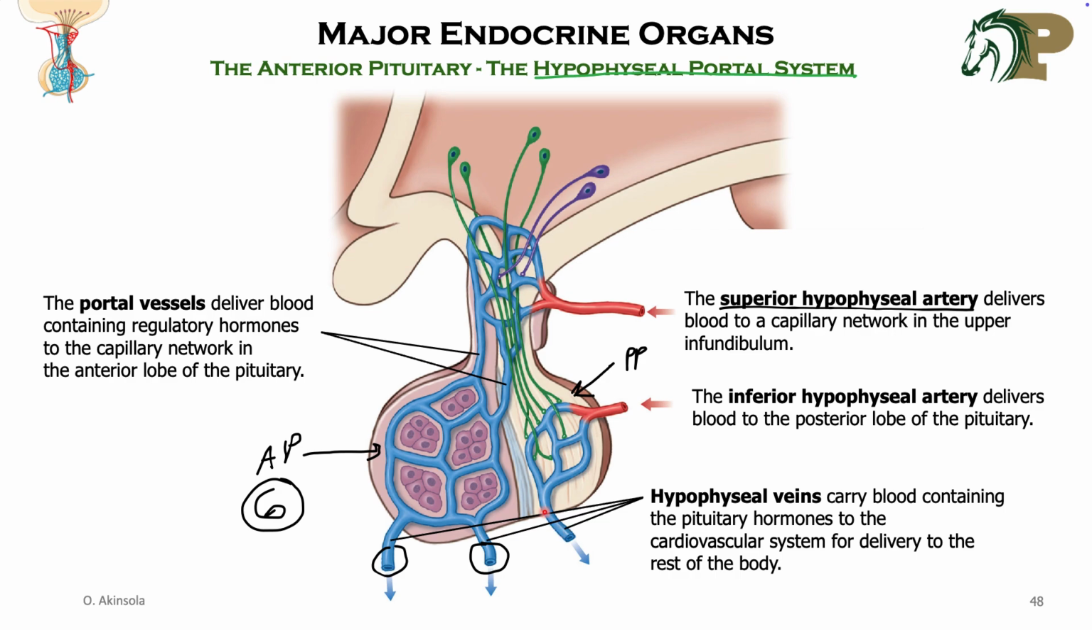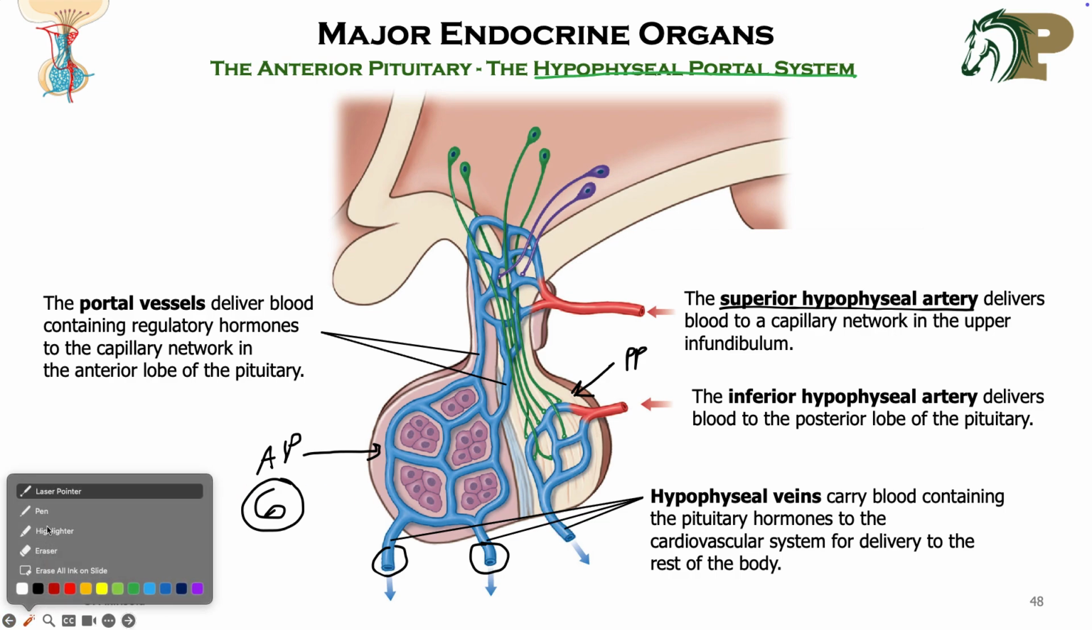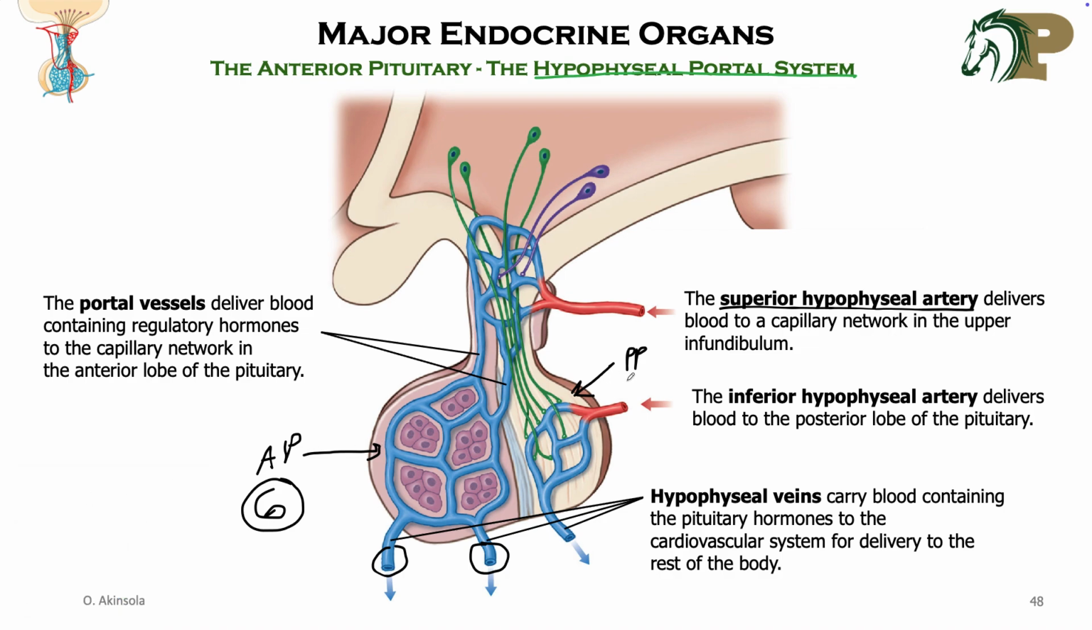This one hypophyseal vein right here will deliver the 2 posterior pituitary hormones, which we will talk about in just a moment, which are ADH and oxytocin. Okay? But that's how the hypophyseal portal system works in getting hormones out to the body.